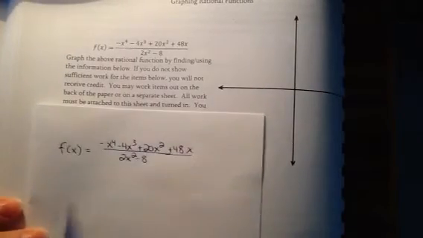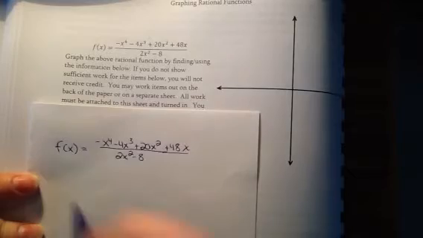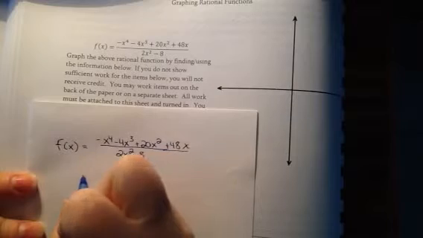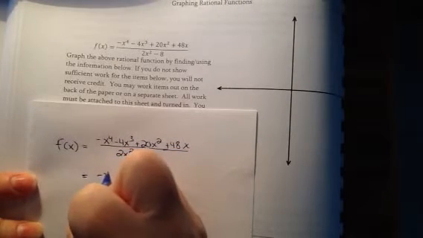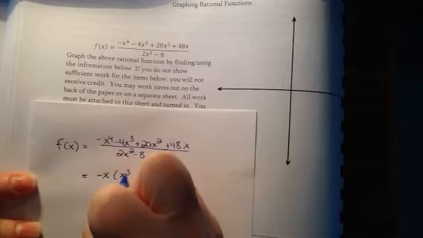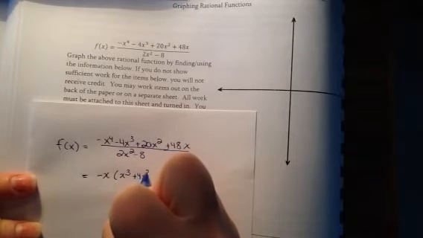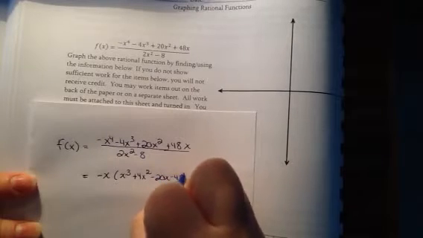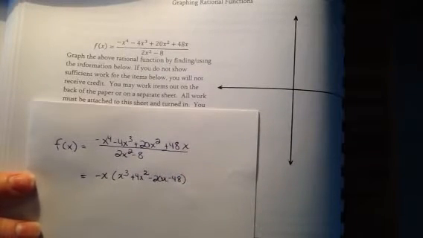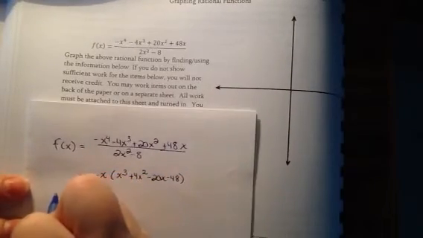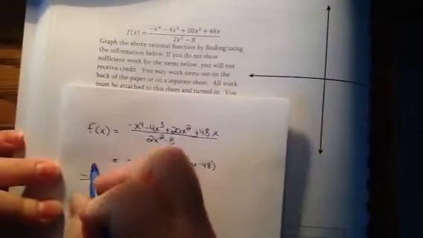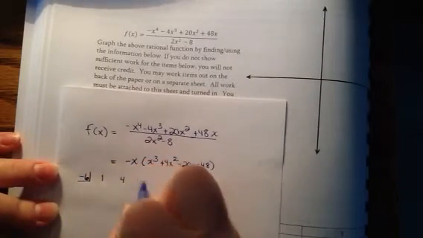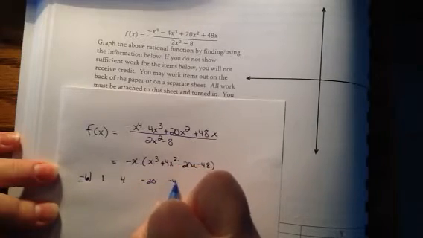So here we go. When I look at the numerator, the first thing I'm going to do is pull out an x. Actually, I'm going to pull out a negative x to make my life easier. When I pull out my negative x, I'm left with x to the third plus 4x squared minus 20x minus 48. It told me that x plus 6 is a factor, so I can do some synthetic division. I'm going to put negative 6 in my house, and what I have left over is a 1, a 4, a negative 20, and a negative 48.